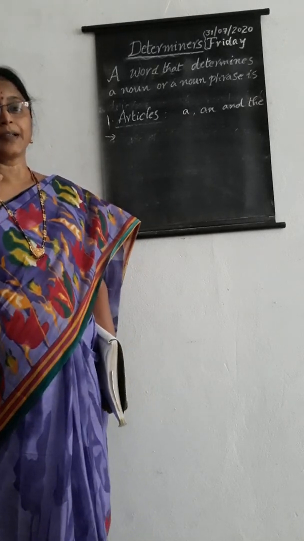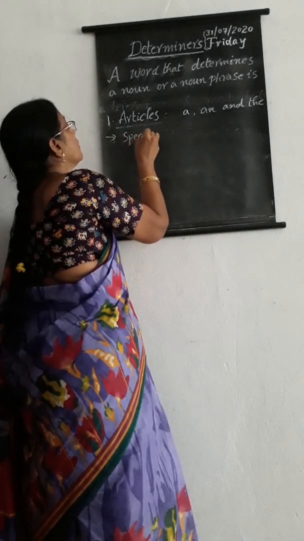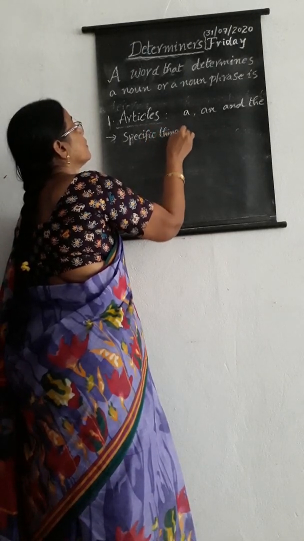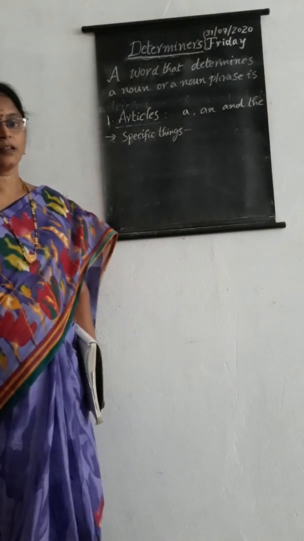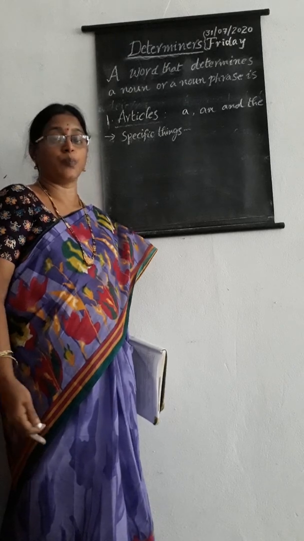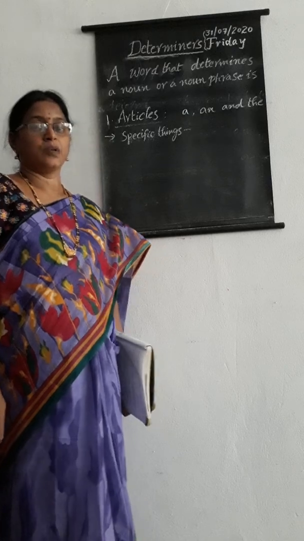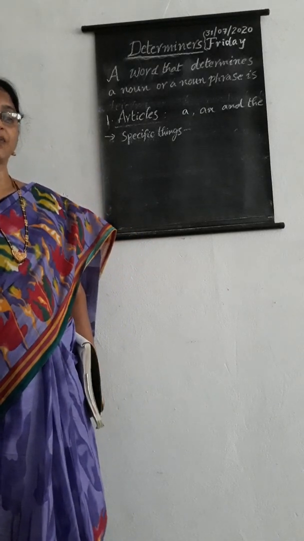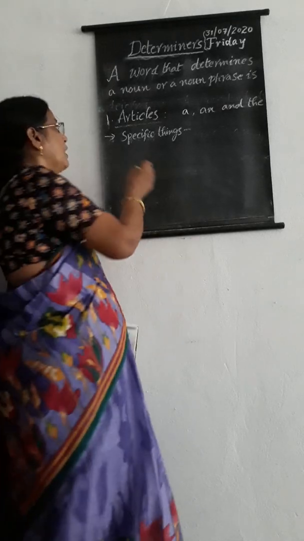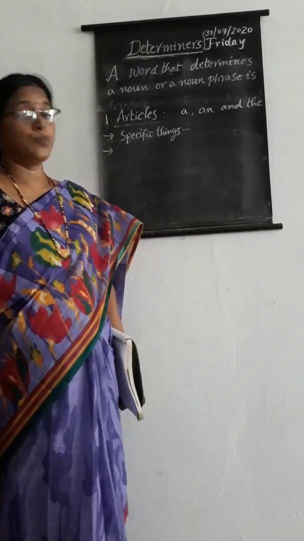We use the definite article the before specific things, or specific person, specific animal. We want to speak about a specific face, specific place, specific person, specific thing. Then we use the definite article the. Actually, we use it before nouns.